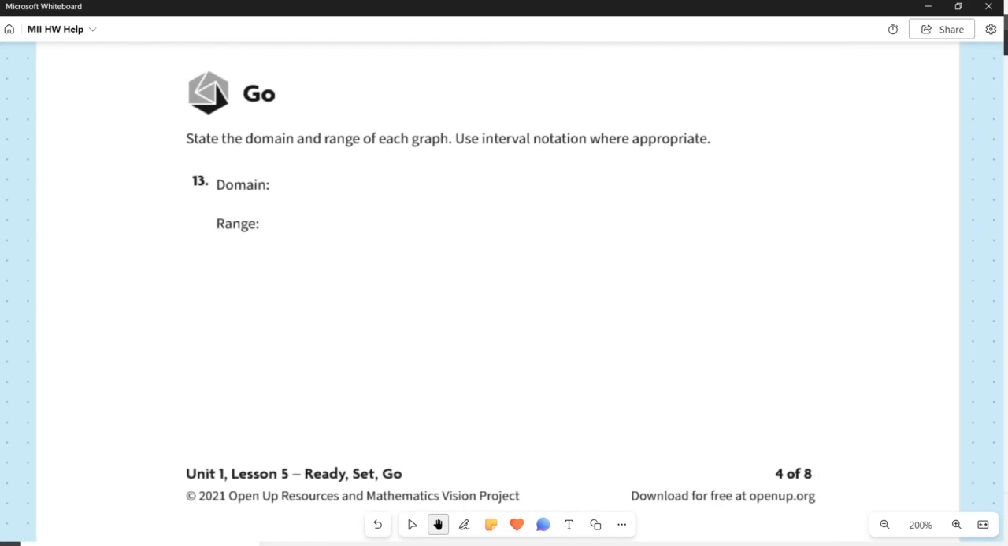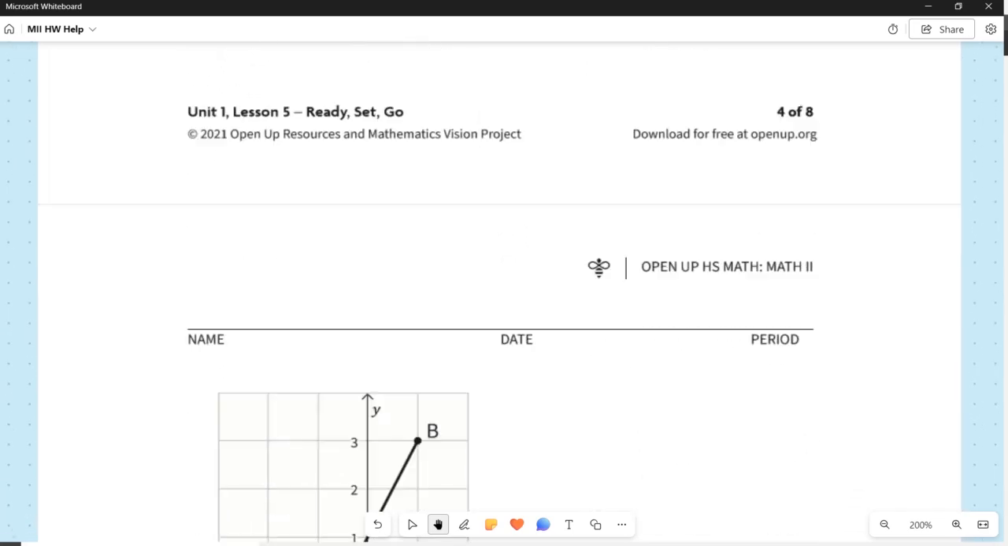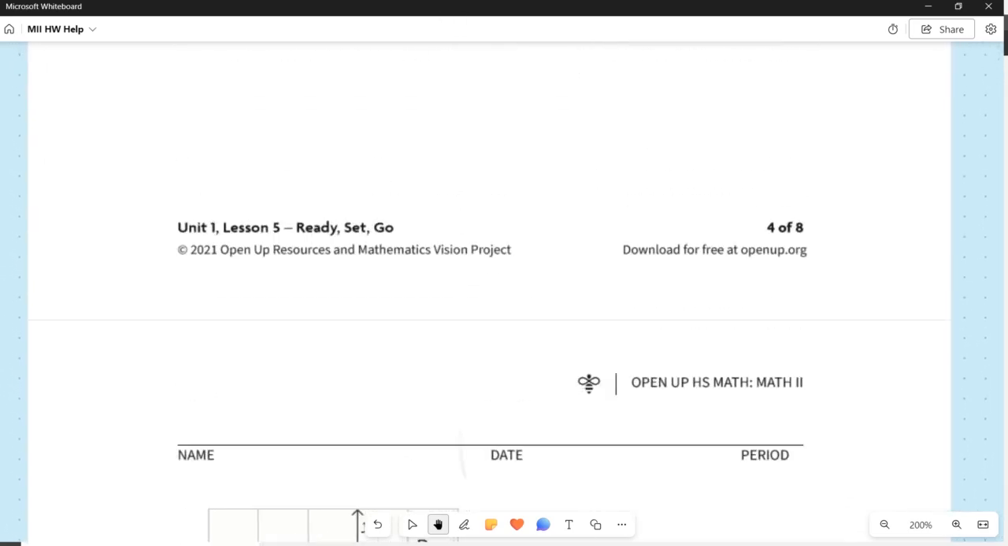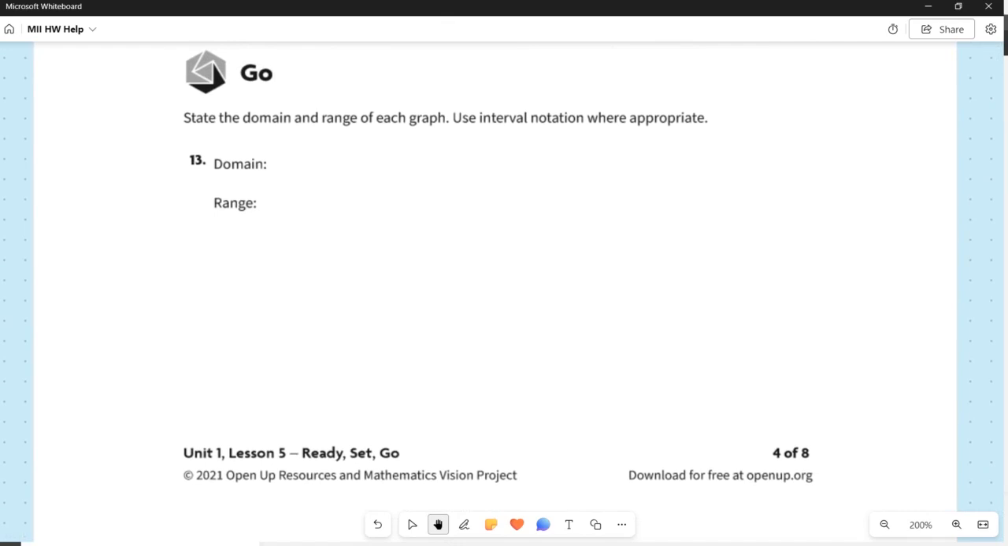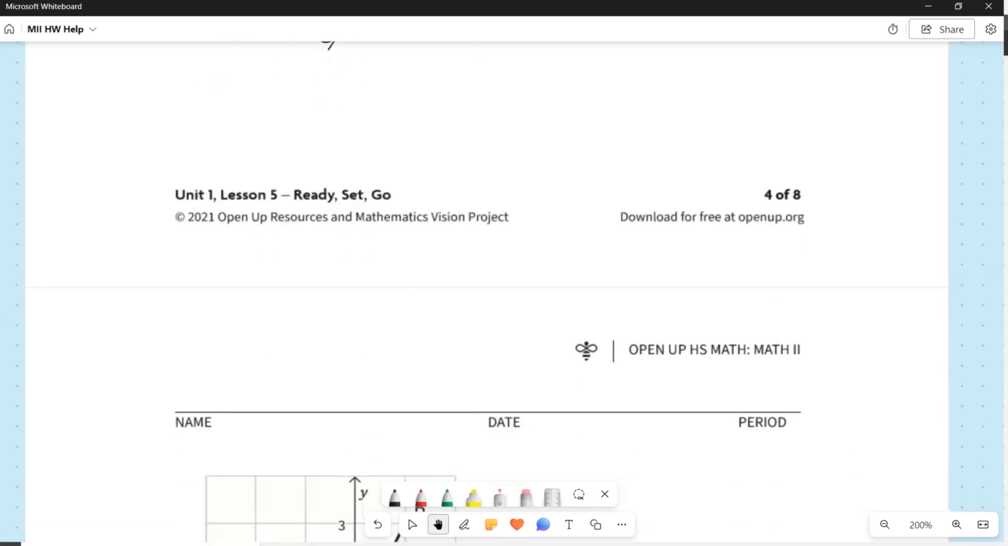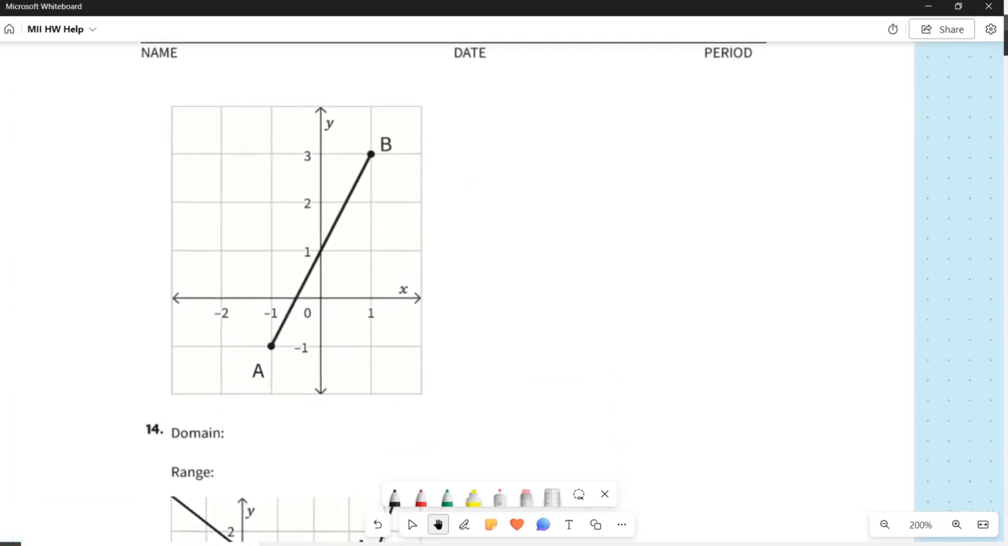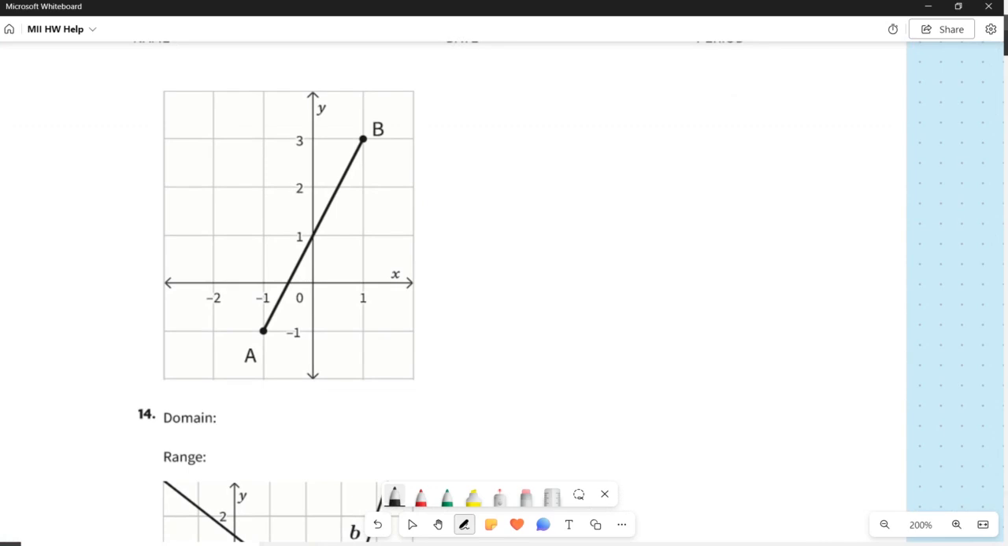And finally, in the Go section, the directions here say, state the domain and range of each graph. Use interval notation where appropriate. And for number 13, we're not given a graph, or it's on the next page. So I am not going to record my answers here. We're just going to see next page. So this is 13, and we'll just retype domain and range over here.